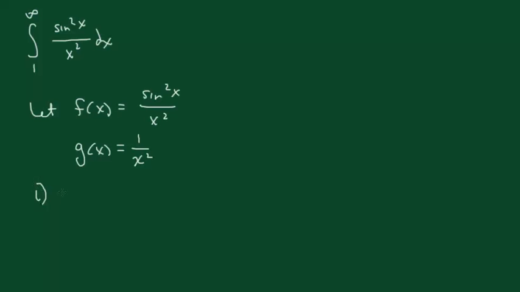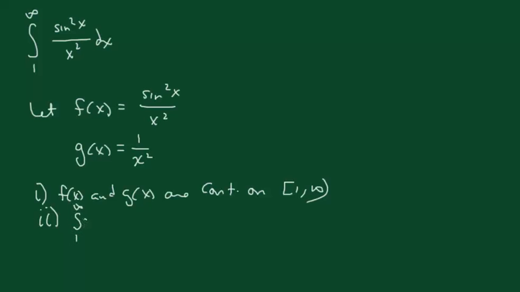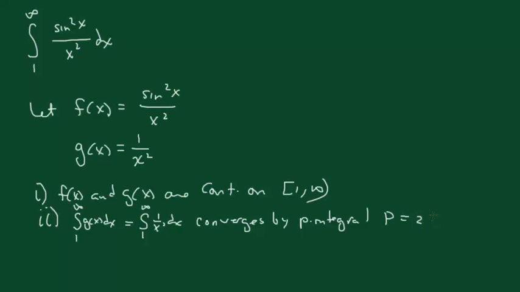Okay, so now we're going to go through the steps. F of x and g of x are continuous on 1 to infinity. Step 2, we want to say that the integral from 1 to infinity of g of x dx equals the integral from 1 to infinity of 1 over x squared dx, and we know that this converges by p integral. In this case, p is equal to 2, which is bigger than 1, so that converges.